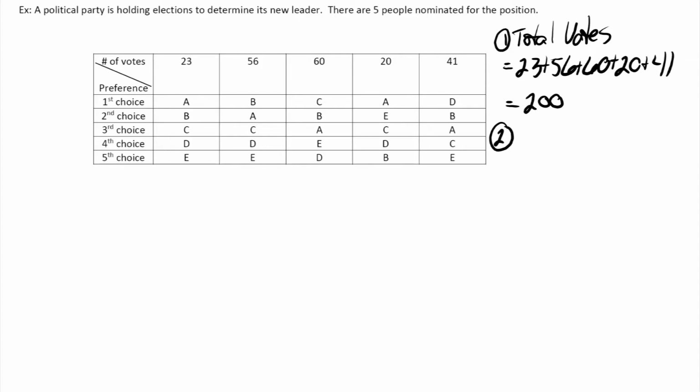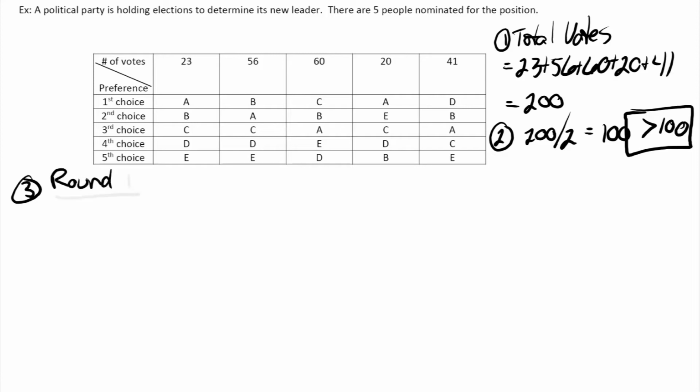Step 2 is to figure out what's the halfway point. So what is the minimum number of votes that you have to get over in order to be a winner? So that means 200 divided by 2, which is equal to 100. So you have to have greater than that to be a winner. Now step 3 is to count up the first place votes.